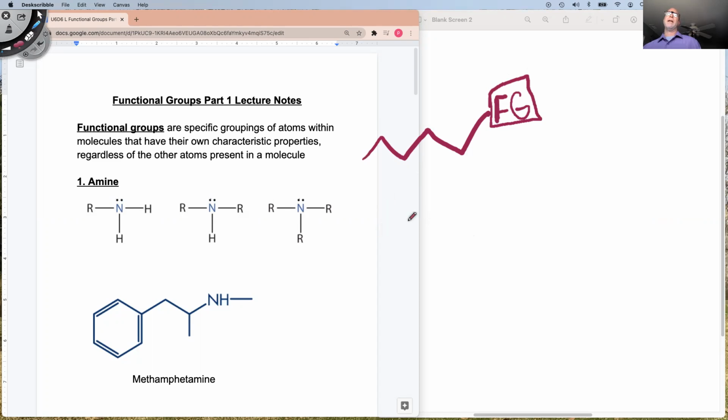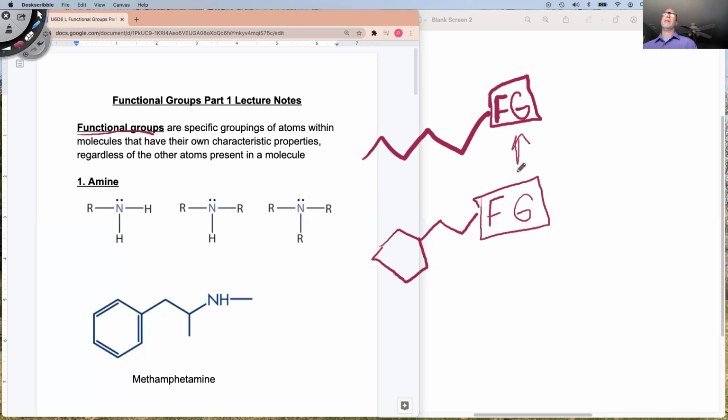And so let's say we had another molecule here, and we have a functional group. Even though this functional group is attached to a completely different molecule, this one being some straight molecule, and this one being a ring of some sort, the functional groups are going to act very similarly. And we're going to discuss that.